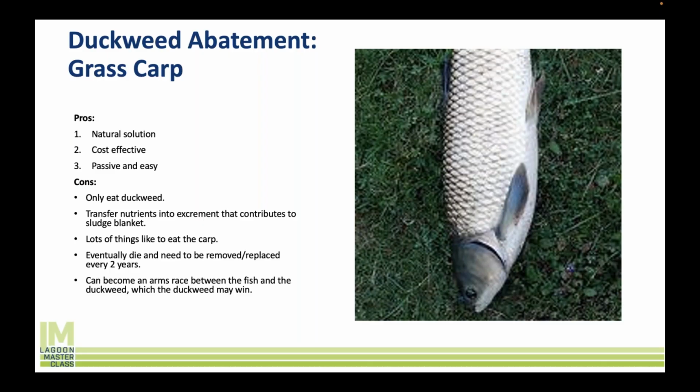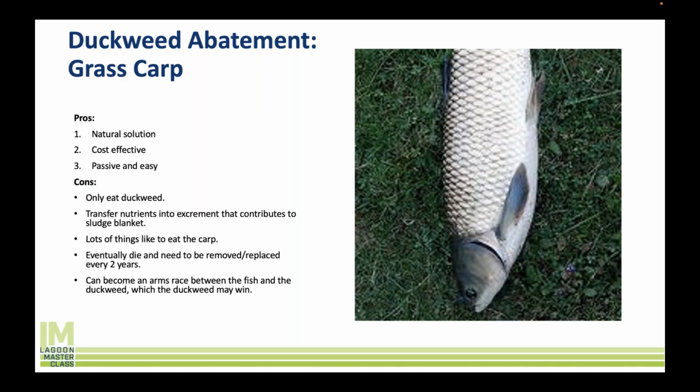The other downsides are they only eat duckweed, and when they eat the duckweed, you're not getting rid of the nutrients. They're just eating them and pooping them out, and that's contributing to the sludge blanket. And it could be a bit of an arms race between the grass carp and the duckweed, right? Grass carp are eating, the duckweed's proliferating, and maybe the duckweed wins. I don't know. Algae and duckweed are tough things to beat.